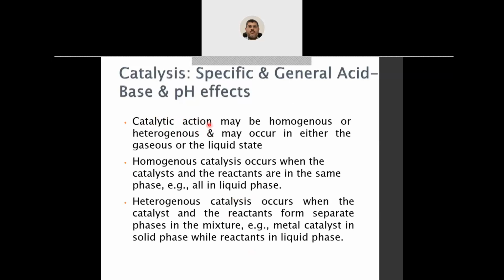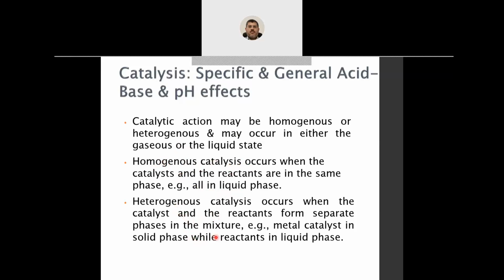Catalytic action may be homogeneous or heterogeneous, and may occur in either the gaseous or liquid state. It can occur in different physical states. If the catalyst is in the same physical state as the other reactants, we call this homogeneous catalysis. So, for example, you mix liquids, all of them are liquids. The catalyst is liquid or dissolved in the medium, and all your substances that interact with each other are dissolved in the medium. This we call homogeneous catalysis.